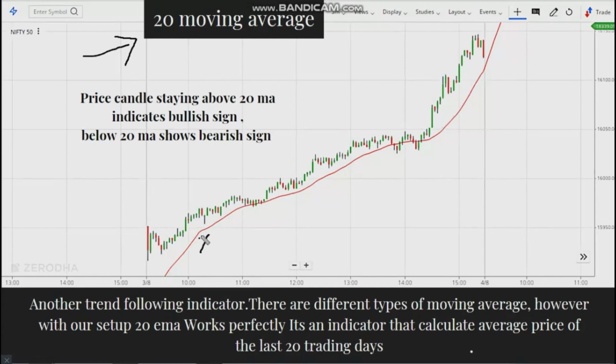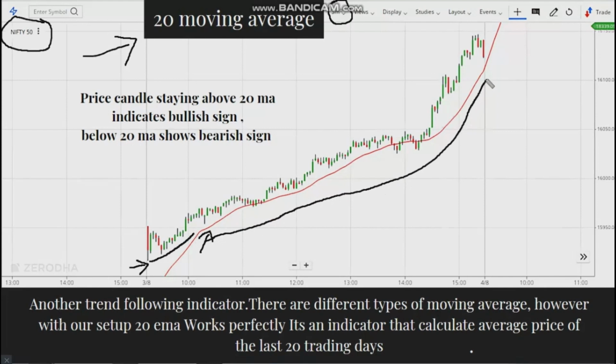Like I told you, it is also a very effective way to know the trend of the market. Like here in this chart, we have taken Nifty 50 indices of 3 minutes time frame. In this, price action candle is going upside, giving a bullish view throughout the day, and this red line is called 20 moving average. We can see clearly the 20 moving average is perfectly staying under the price action candle.